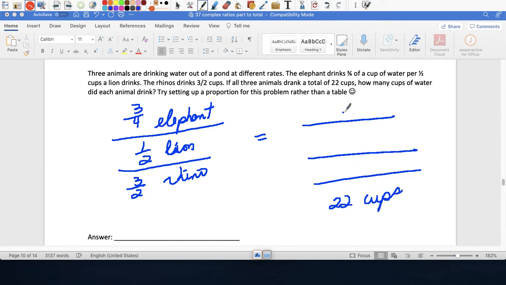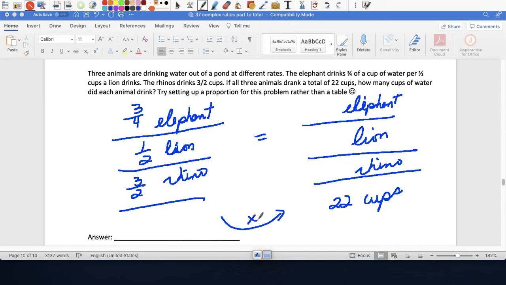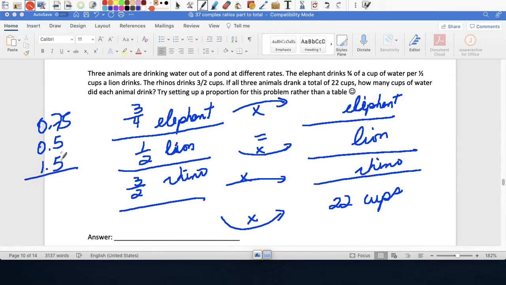How many cups did the elephant drink? How many cups did the lion drink? And how many cups did the rhino drink? So we need to find that multiplier that we're missing right now. So first thing we do is add 3/4 plus 1/2 plus 1.5. If you added the decimals, 0.75 plus 0.5 plus 1.5, you would get 2.75. So you can write 2.75 as 2 3/4.